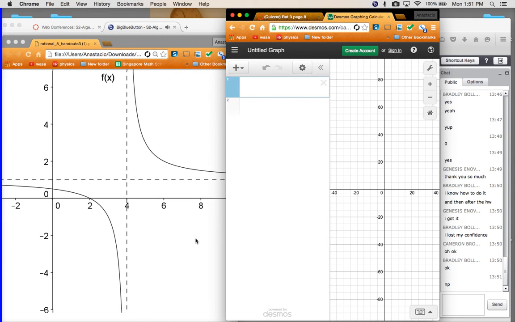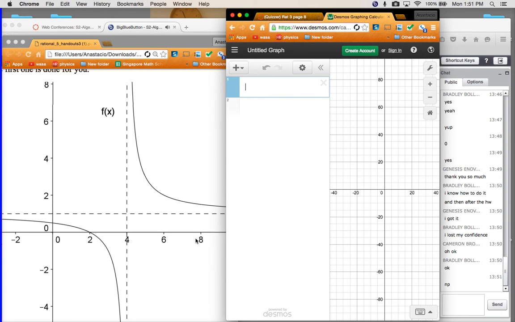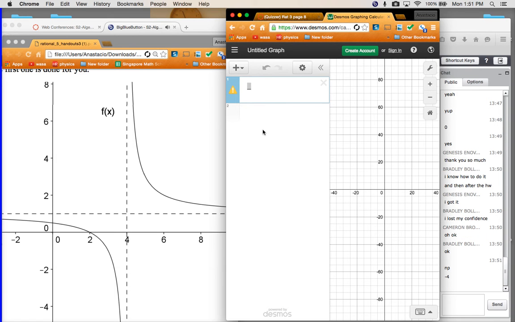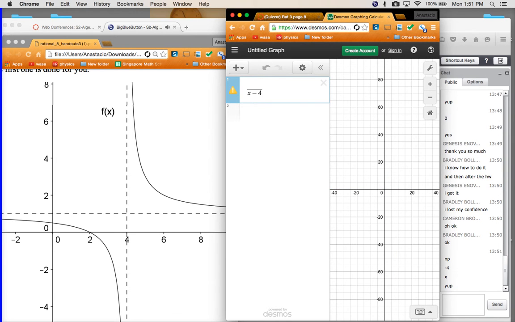Okay. All right. So I'm going to look at this graph, and immediately I'm thinking that there's a fraction. Right? There's a vertical asymptote. Can you tell me what is in the denominator of this graph? Not just -4. You need x minus 4. Is that what you're saying? Okay.